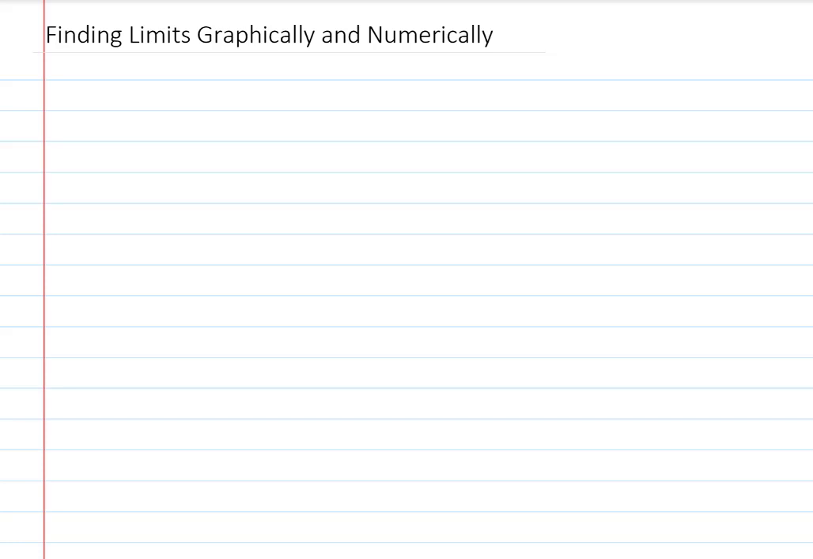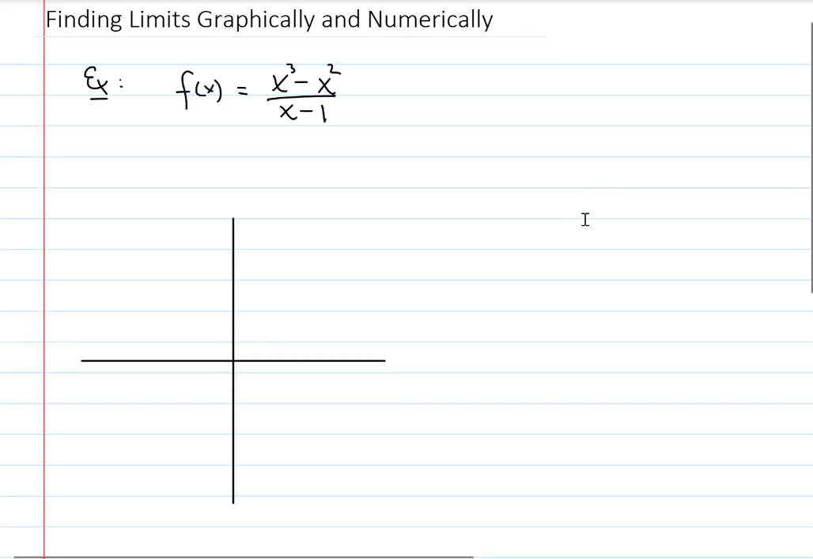I want to start with an example here. We have this function f of x equal to x cubed minus x squared over x minus 1. This is of course a rational function, and we want to try to graph it. If you recall from your algebra course, we can factor the numerator and also the denominator.